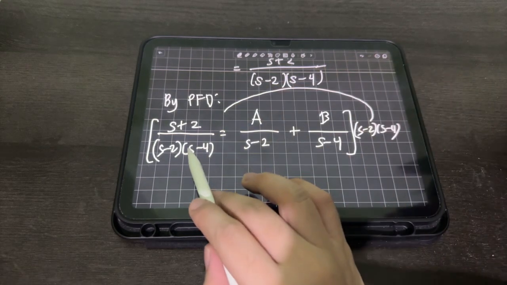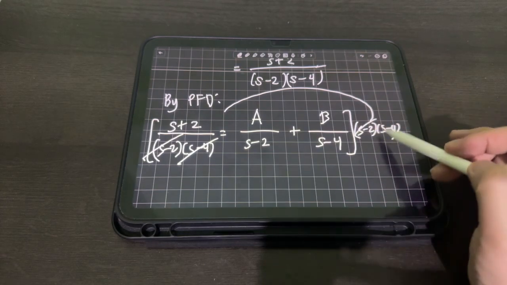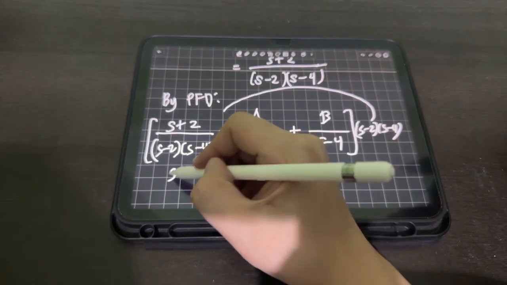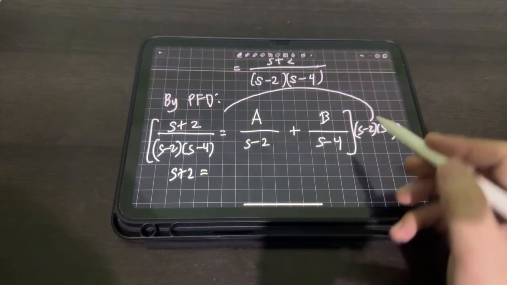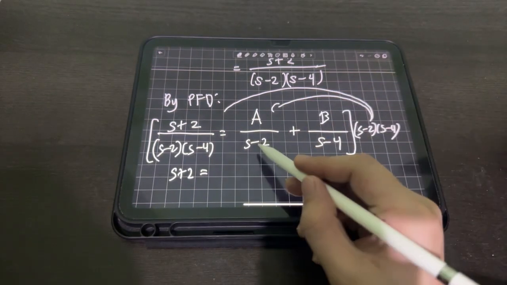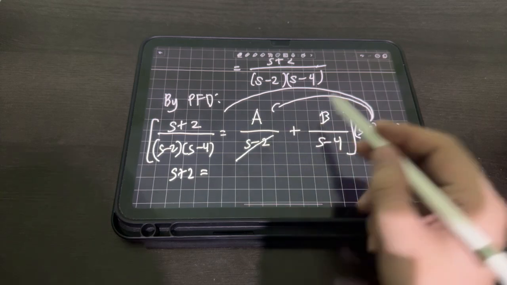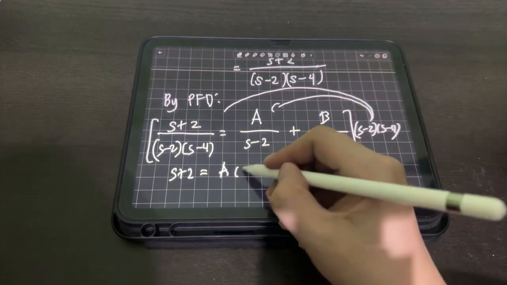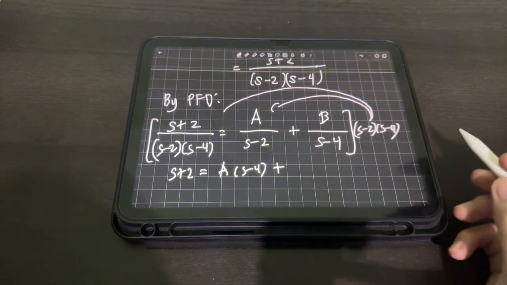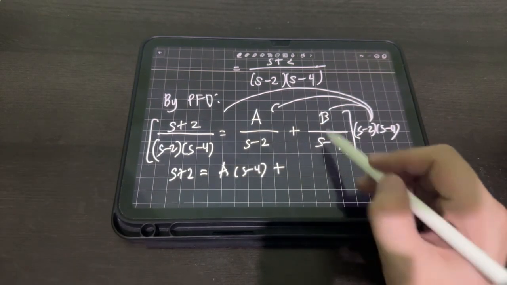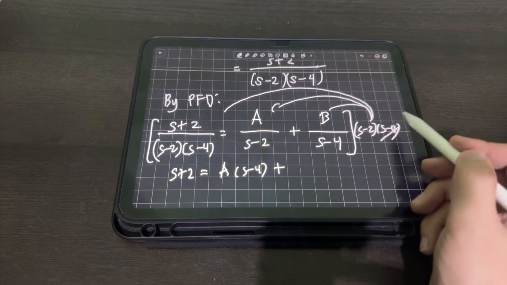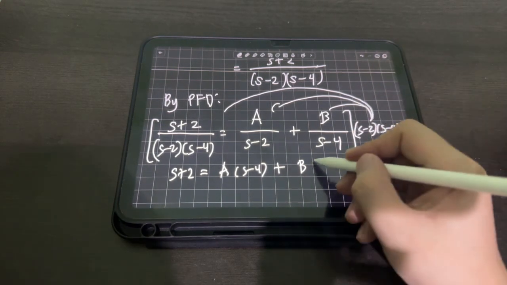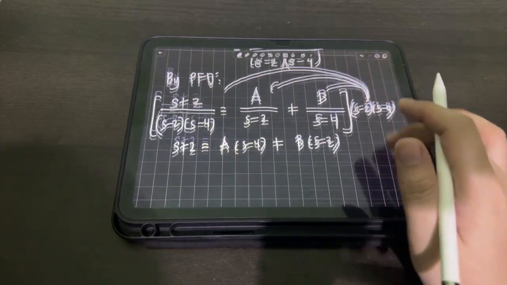So multiply the left side by the LCD, everything will cancel out. Therefore, we are left with just the numerator, s plus 2. Multiplying the LCD by a over s minus 2, cancel out the s minus 2. We have a times s minus 4. Then lastly, multiply b over s minus 4 by the LCD, cancel out the s minus 4. We have b times s minus 2.